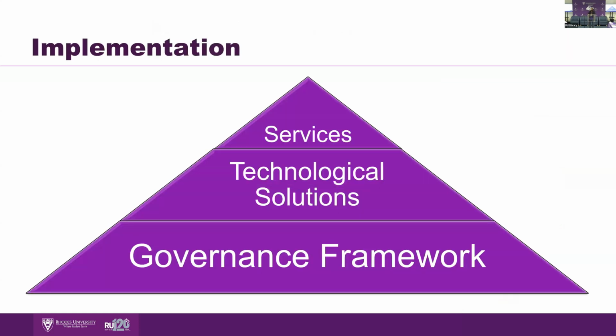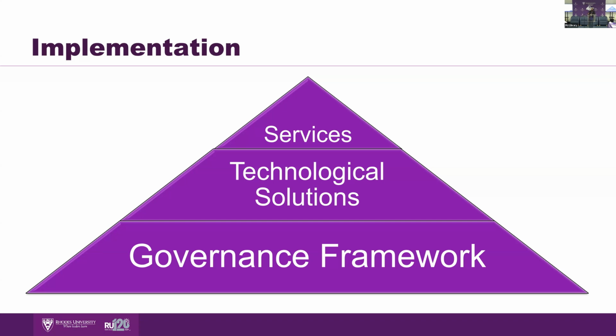Now, if you wanted to implement a research data management system, there are 3 areas that need to be taken into account. These may be seen as functional areas. There has to be a governance framework, that is the policies and regulations that underpin the system. There has to be consideration of the technological solutions that are obviously supported or influenced by the governance framework. And then thirdly, you have the services that support the technological solutions. That's the tech stack.